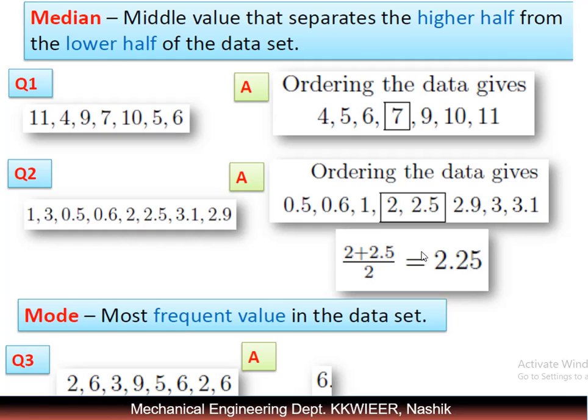Then mode: the most frequent value in the data set is called the mode. Here, from the data set in question 3: 2, 6, 3, 9, 5, 6, 2 and 6, the mode is 6. It is the number of occurrences in the particular data set, the number of times 6 is coming out. So 3 times 6 is coming. That's why the mode is 6.